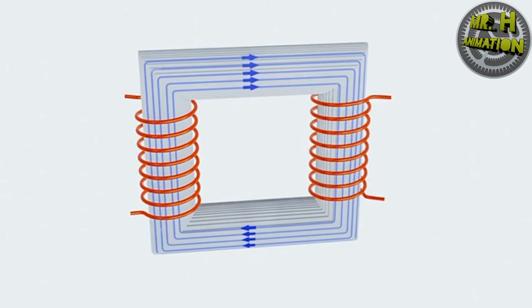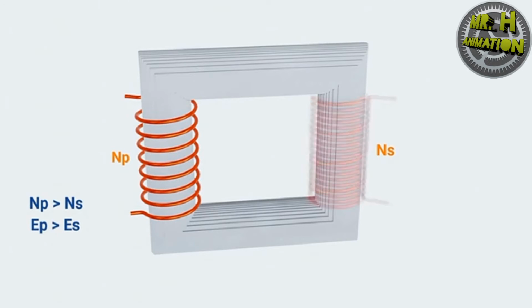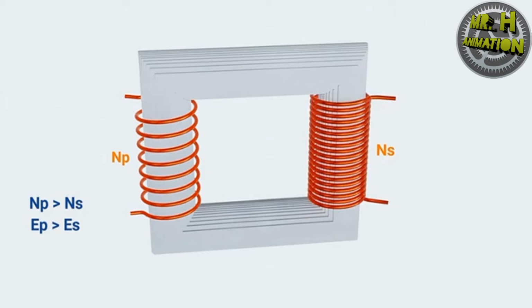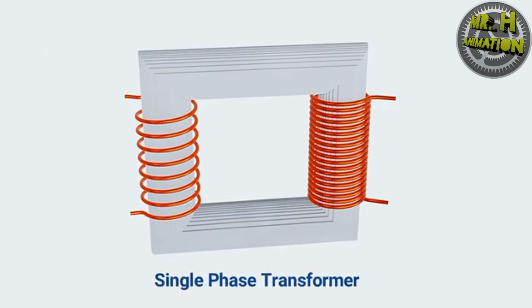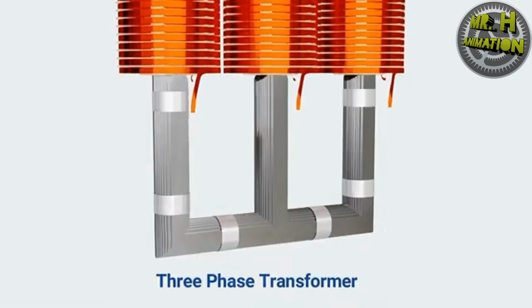When the number of turns in primary and secondary coils are the same, the EMF across them is also the same. Less turns in secondary coil reduces the output voltage. This type of transformer is known as step-down transformer. More turns increases the voltage. It is known as step-up transformer. Although this setup represents a single-phase transformer, the same idea is used in the construction of a three-phase transformer.